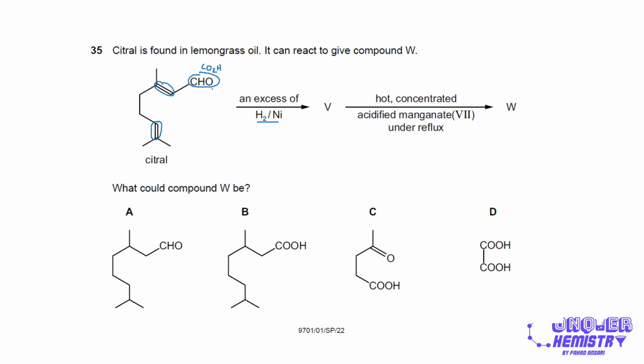Now you might be tempted to think that because we have hot concentrated KMnO4, it is going to react with these double bonds. But remember, we removed them using hydrogen over nickel catalyst, so the only group that will react with KMnO4 is the aldehyde group, converting it into a carboxylic acid. So this is going to be option B.